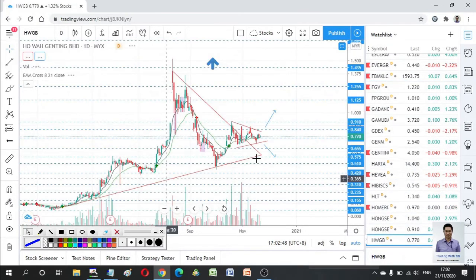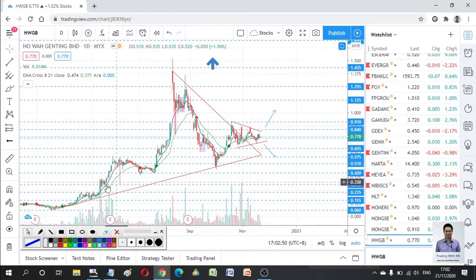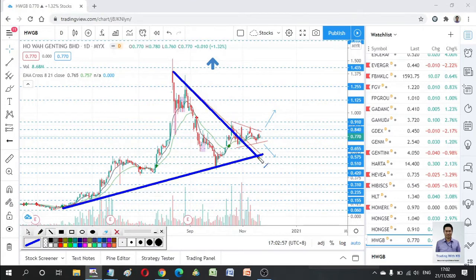Hoa Genting, we talked about this triangle, right? The price broke out from the triangle, but it doesn't have momentum. Now the price is consolidating in a triangle.